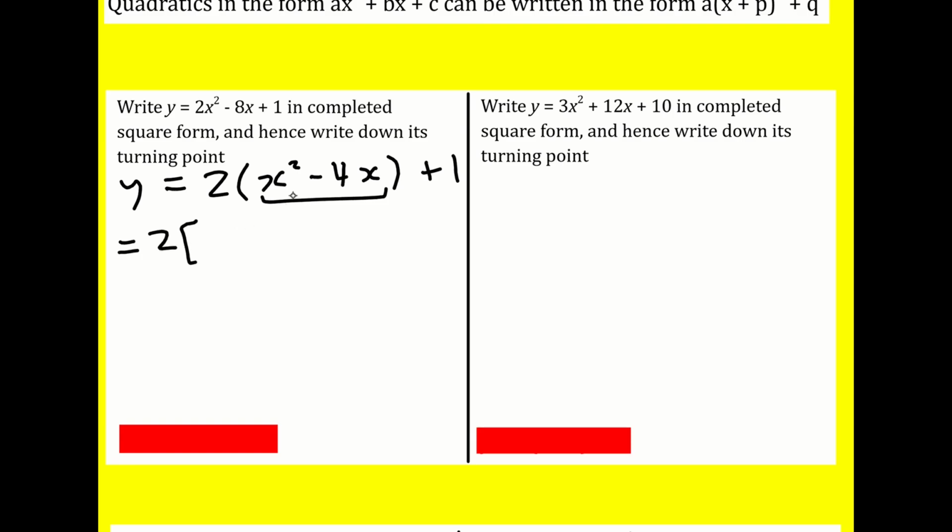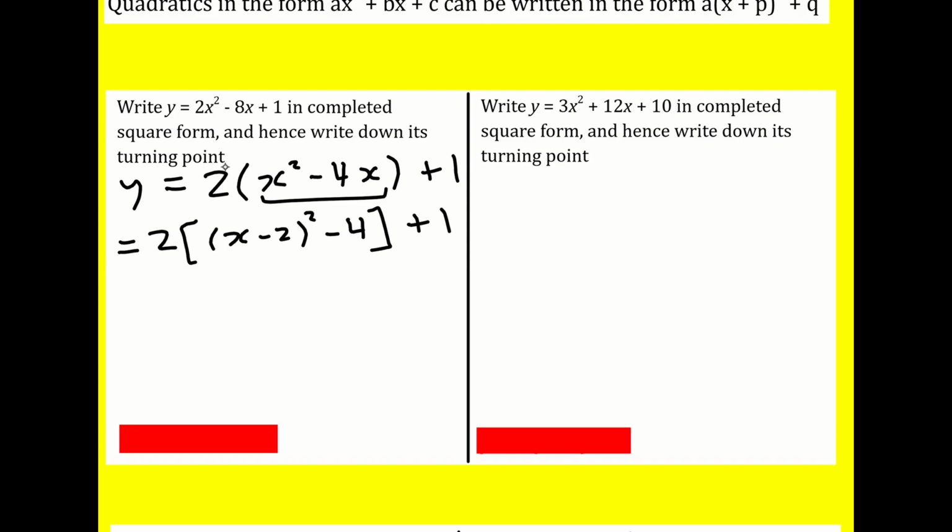So I'm going to have my square bracket, and then I'm going to complete the square on x squared minus 4x. So that's going to be x minus 2 all squared. That's going to give me the x squared minus 4x, but then I need to minus 4 as a consequence. And then I'm going to put my closed bracket in.